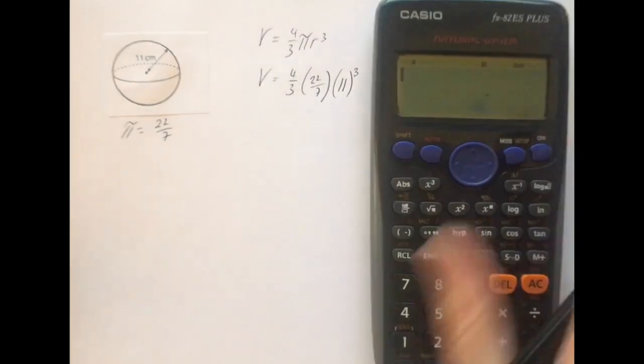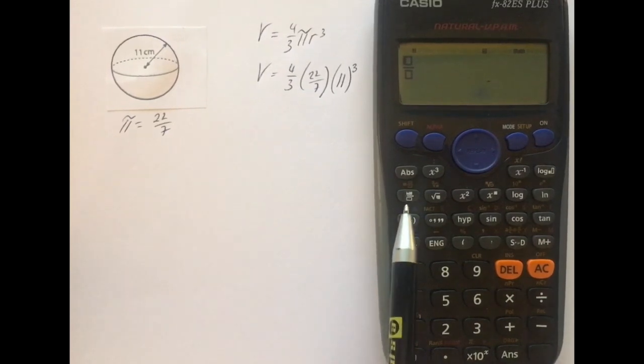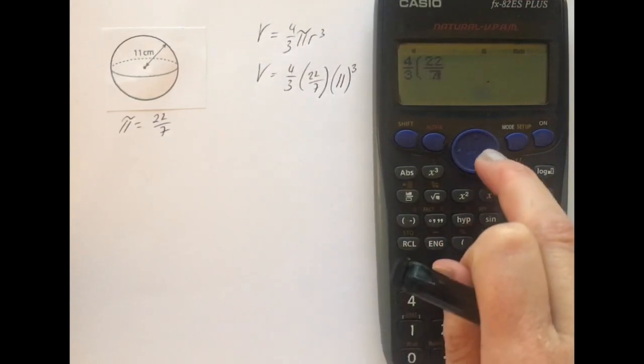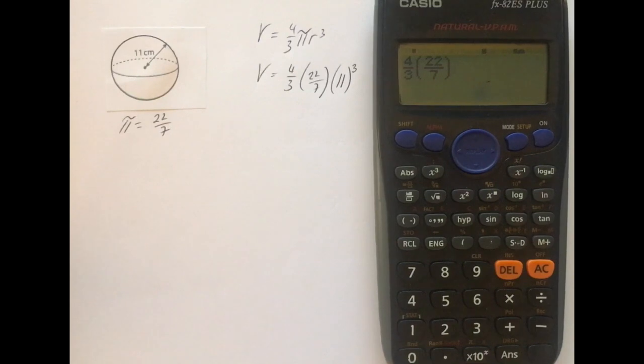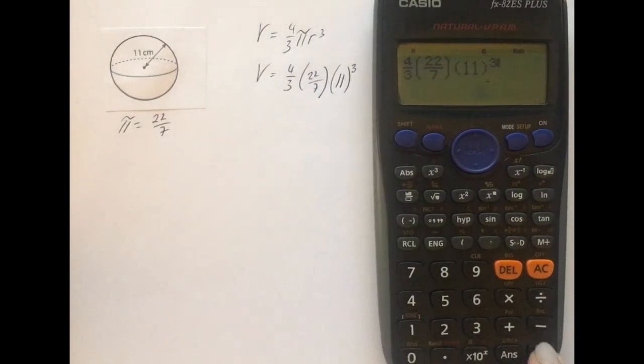So now we're going to fill that in on the calculator. And I'm going to put my fraction button up first, this one here. I'll put 4 on the top, and then 3, and then our bracket. And then I'm going to put the fraction button again, 22/7, and then close the bracket, open the bracket again, 11. And then for the power of 3, I'm going to press this button here, x to the power. And that will allow me to put the 3 in there. So there I have it exactly as I have it written. Remember, whatever you sub in, keep brackets around it.